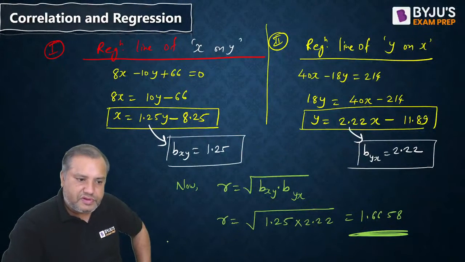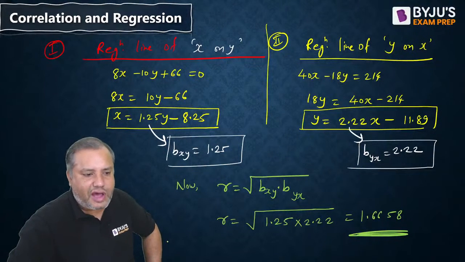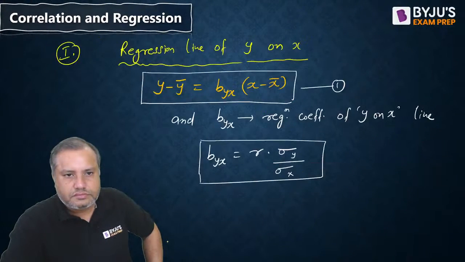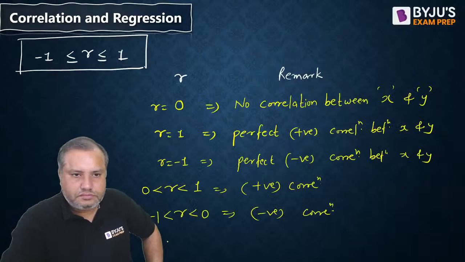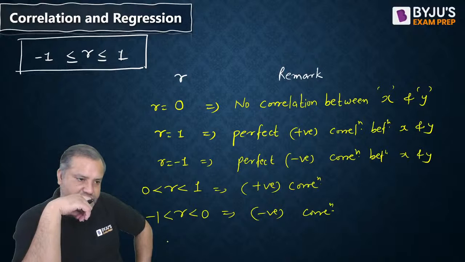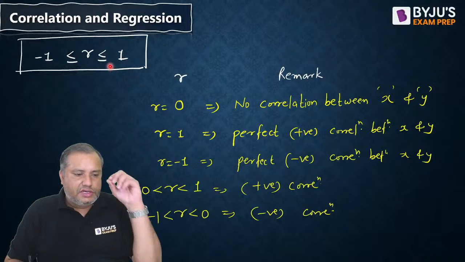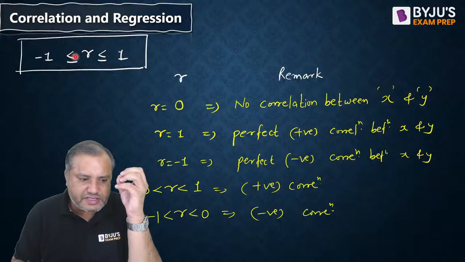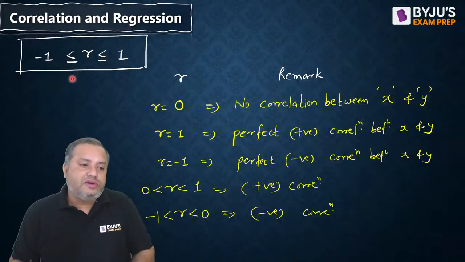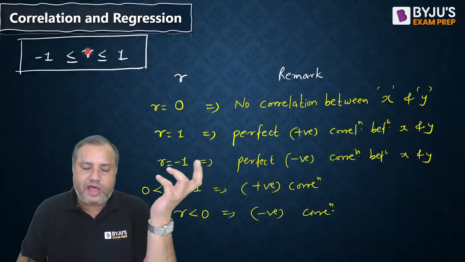Just go back. What is the range of R? What are the allowed values of R? Minus 1 to 1. Okay. What is the current value? 1.66. It means this value of R is wrong. Whatever we obtained, that is wrong. It means our assumption is wrong. That is, we have assumed wrongly the regression lines of x on y and y on x. We need to swap it.